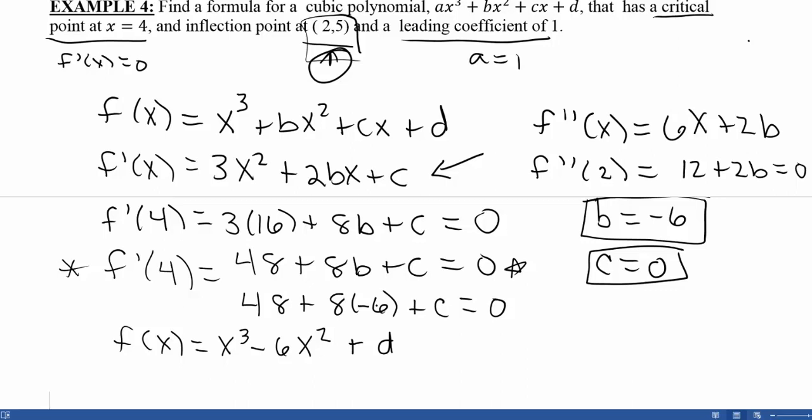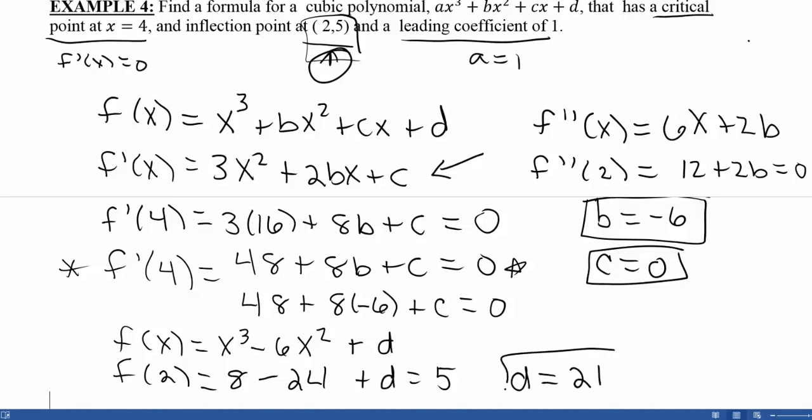So that means if I were to plug a 2 into f of x, the whole thing would have to equal 5 as my y value. So 2 cubed is 8, minus 6 times 2 squared is 24, plus d has to equal 5. So 8 minus 24 is going to give me negative 16. I'm going to add that over to the other side, and so I get 16 plus 5. So that tells me that d has to equal 21.